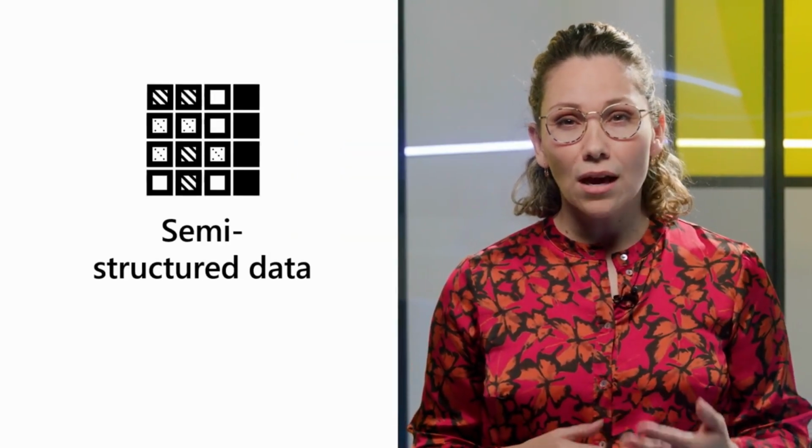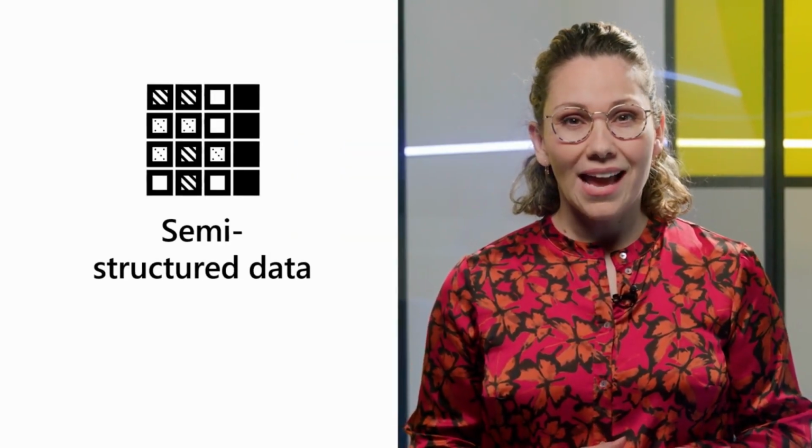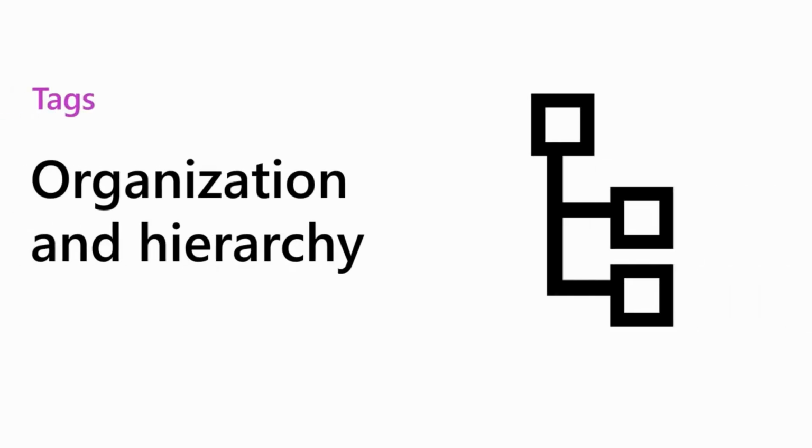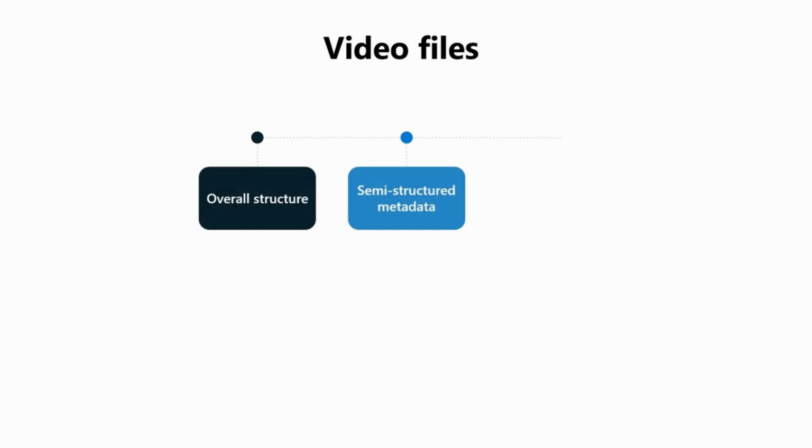Then there is a third type of data. It is called semi-structured data because it is not as organized as structured data and it is not stored in relational databases. This type of data uses tags for organization and hierarchy. Video files may have an overall structure and contain semi-structured metadata, but they are considered unstructured data since the data that forms the video itself is unstructured.